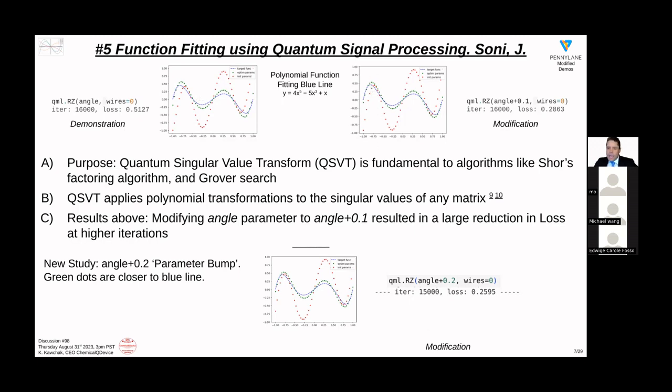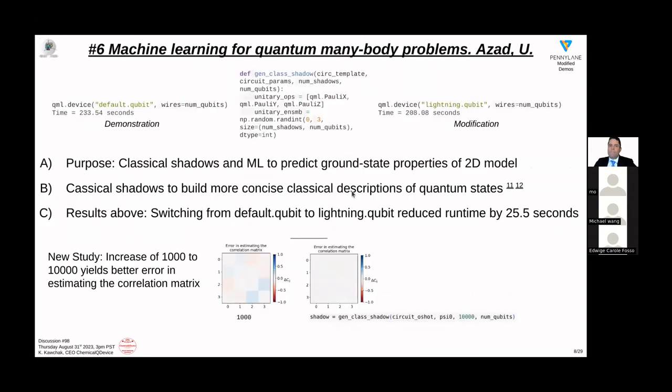Now I did that again. So I bumped it this time up by 0.2, and then a further reduction in loss, not as much as before, but to this 0.259. And if you stare closely enough between this one and that one, the green dots are going to be lower in loss, meaning that they're closer to that blue line in the specific one.